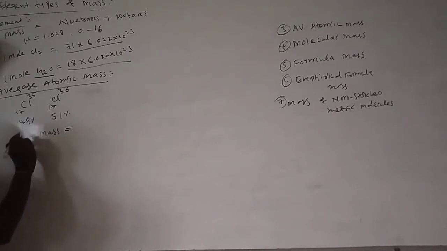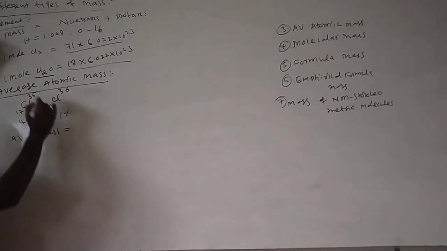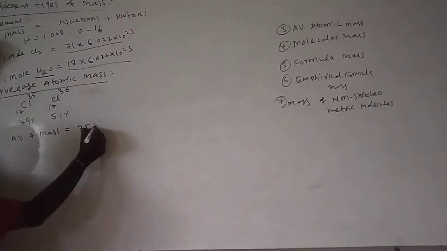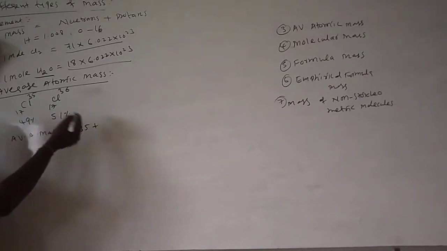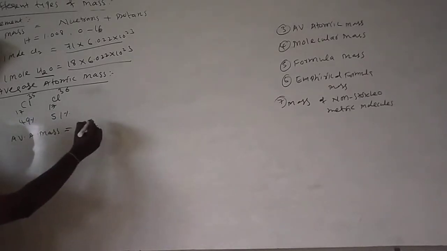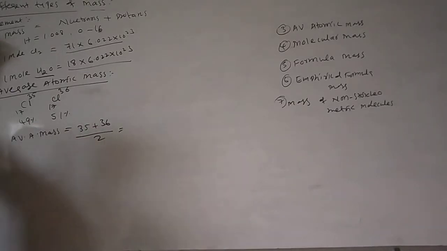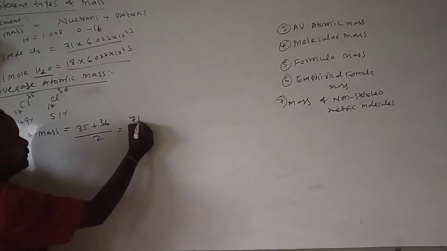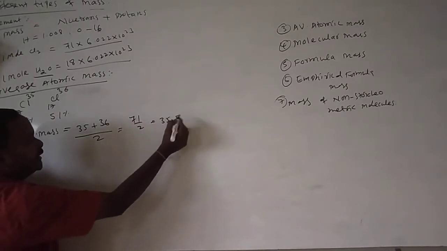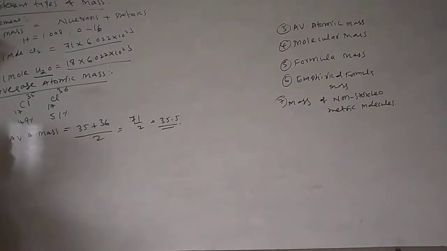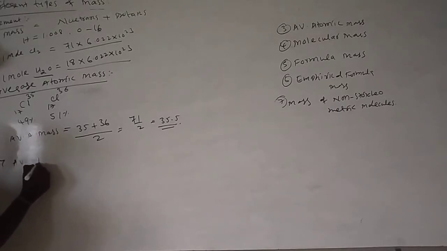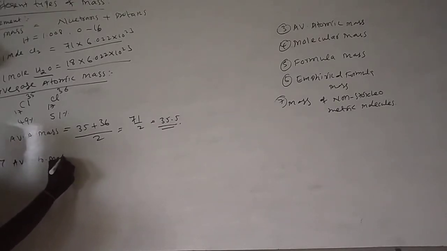Simple way. We calculate the average atomic mass over here: 35 multiplied by 49 and 36 by 51, both will be the same, so 35 plus 36 by 2. 35 plus 36 is 71, and 71 by 2 is 35.5. Okay, here the average atomic mass of chlorine, and next, the average atomic mass of carbon.